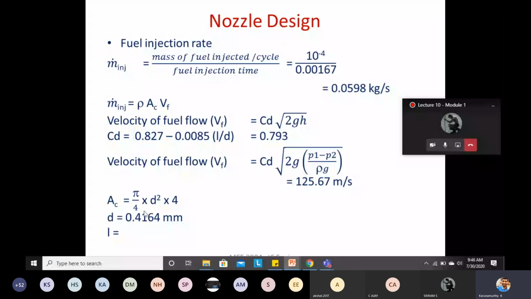So what will be the length of the nozzle now? What will be the length of the nozzle? L by D is given as 4. So L equal to 4 times D. If you multiply by 4, then we will get the length of the nozzle. Okay.